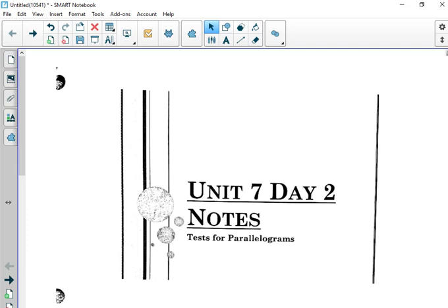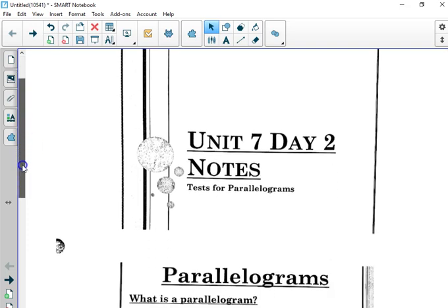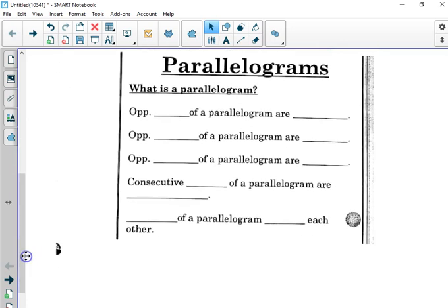Okay, so here we go. Day 2 notes. Test for parallelograms. So, what is a parallelogram? Well, first off, let's talk about the properties.